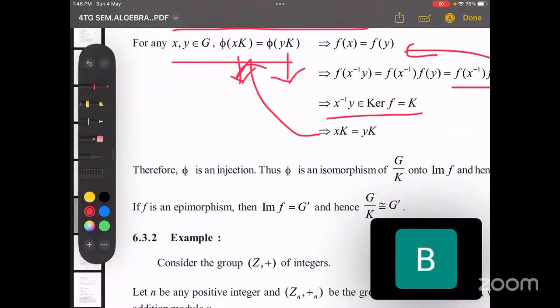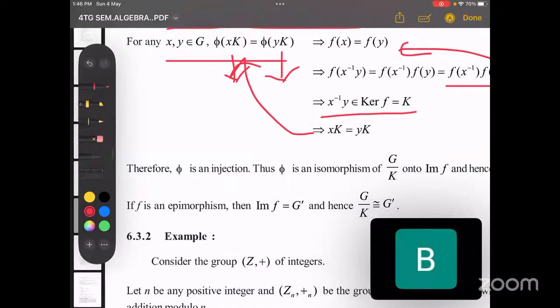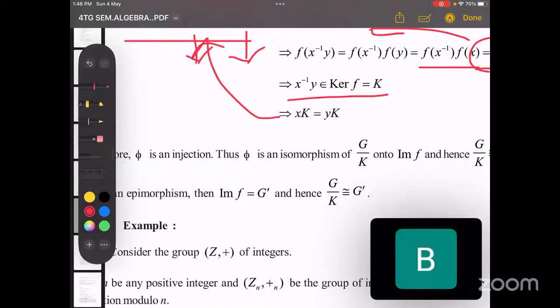So if f is an epimorphism, then image of f is G dash, and hence G by K, the quotient group, is isomorphic to G dash. So like this, we have to prove the fundamental theorem of homomorphism.